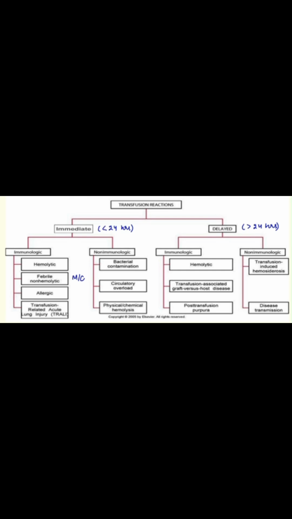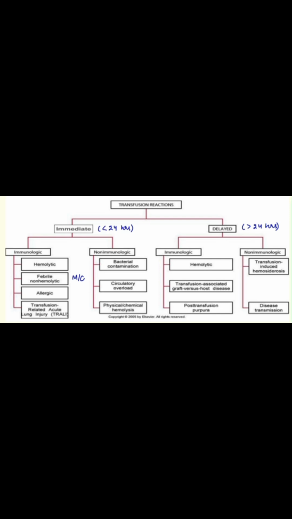Then in delayed transfusion reactions, again we have immunologic and non-immunologic. In immunologic, we have delayed hemolytic and transfusion associated graft versus host disease, which occurs due to immunocompetent donor T cells, and then we have post transfusion purpura. In non-immunologic, we have transfusion induced hemosiderosis. Hemosiderosis is because of iron overload, because we are infusing a large amount of blood within a short period of time, so it can complicate as iron overload.